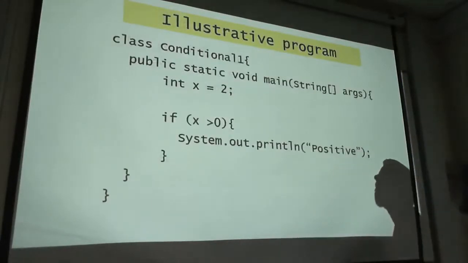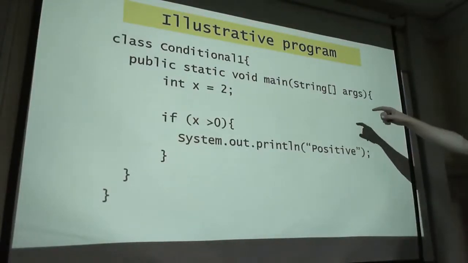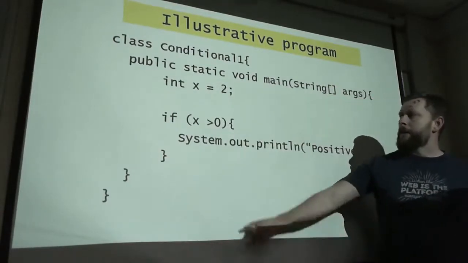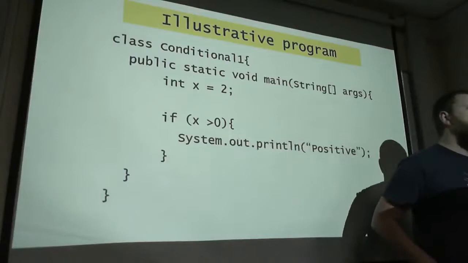Okay, here's another example. Here's a full example here. So we've got class Conditional1, public static void main. We create a variable here called x, and we give it a value of 2. And our check here is to see if x is greater than 0.